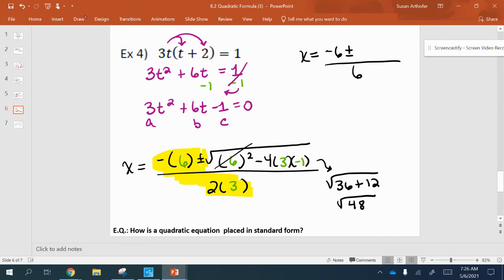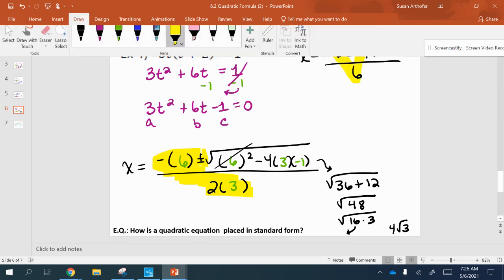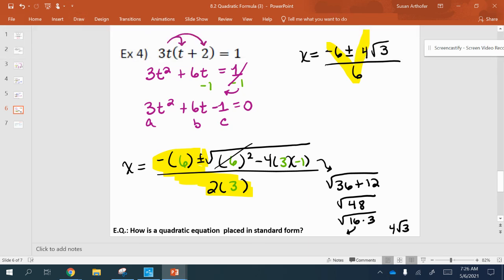And then we can reduce 48. That's 16 times 3. So out is 4. Square root of 16 is 4. In is 3. And then just go ahead and reduce again. So this time we can divide out 2. So this would be a negative 3. This would be a 2. And this would be a 3. So negative 3 plus or minus 2 rad 3 over 3.